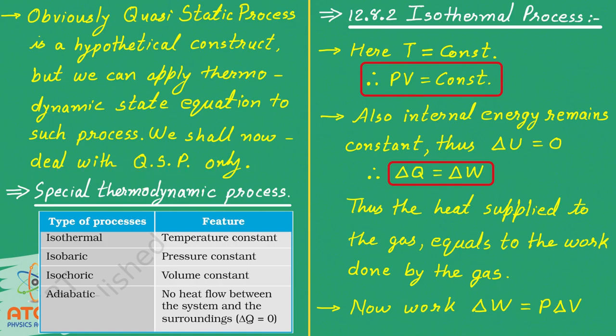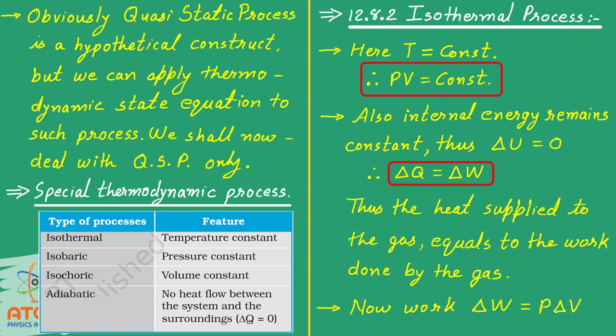As I discussed, quasi-static process is basically hypothetical. It's not real. Alright, it's an ideal thing. We are assuming a process to be quasi-static, but the benefit is that we can apply thermodynamic state equations to such processes, and that's why we shall deal with such quasi-static processes only throughout the chapter. Alright, now let's move forward.